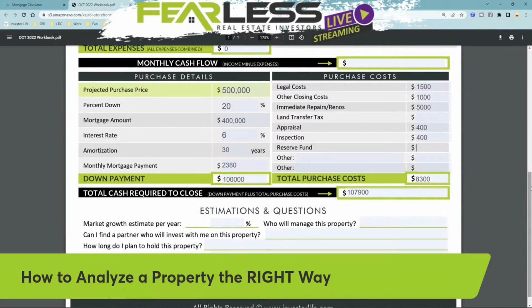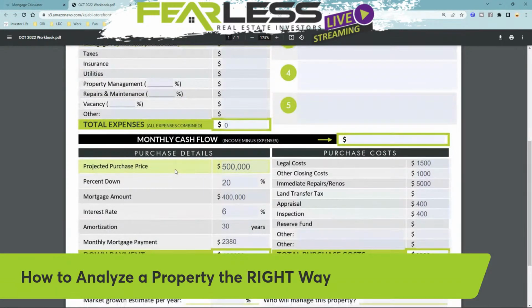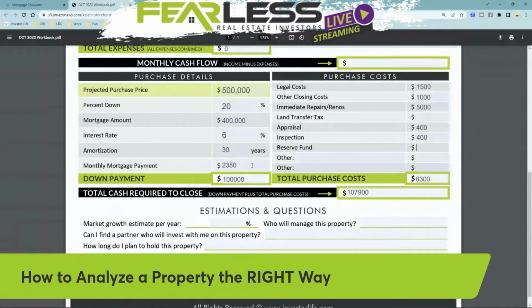Okay, so we usually suggest somewhere between 2 and 3 months of gross rent. That's what we would suggest. So in this example, I'm going to use roughly 2 months of gross rent, and we're going to put $7,500 aside in a reserve fund in case something goes wrong.